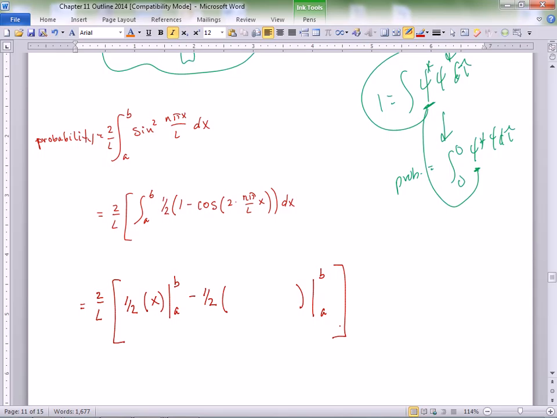Did you get this far? Is your lowercase n... Little n is something that we really haven't got to yet, but it's just going to be another constant, and it's going to be a quantum number that's going to give us different energy levels. So for us right now, it's just a constant.